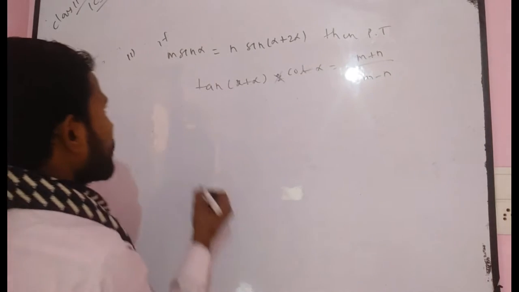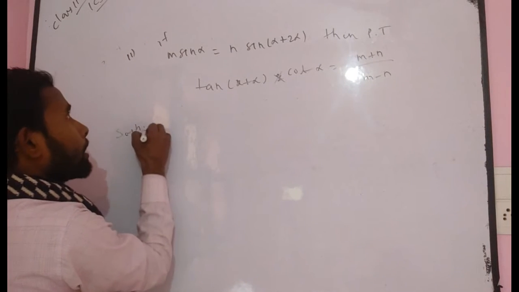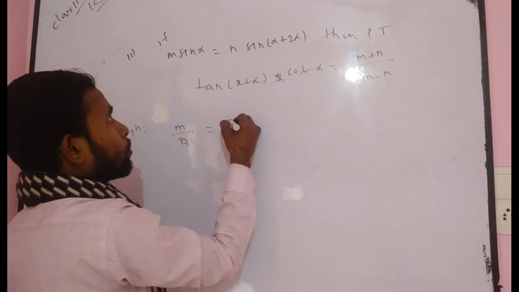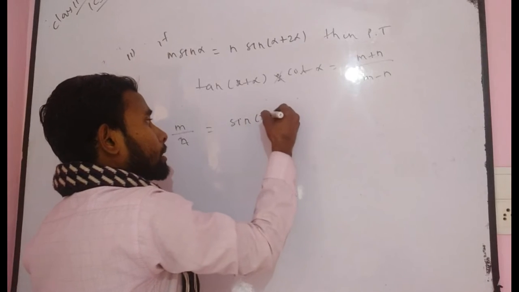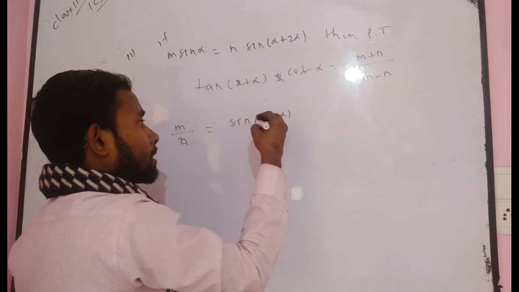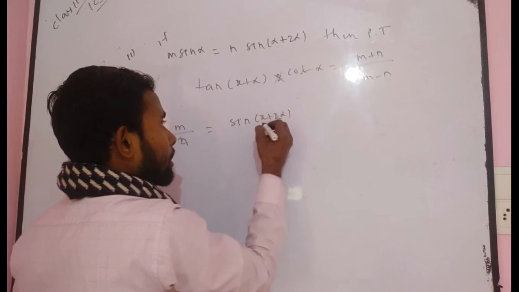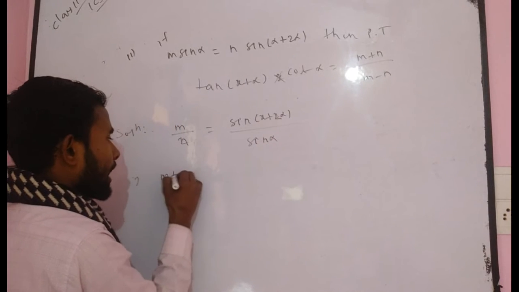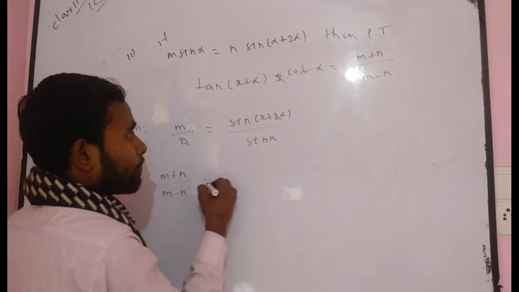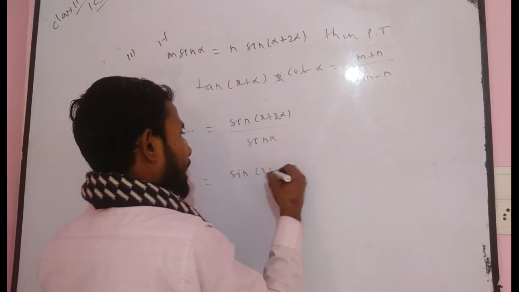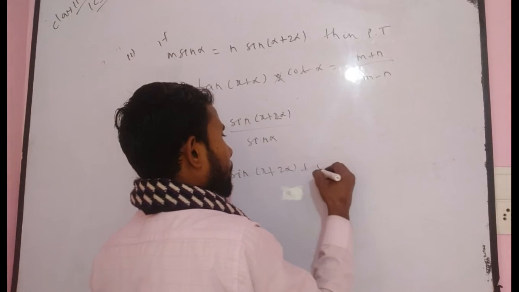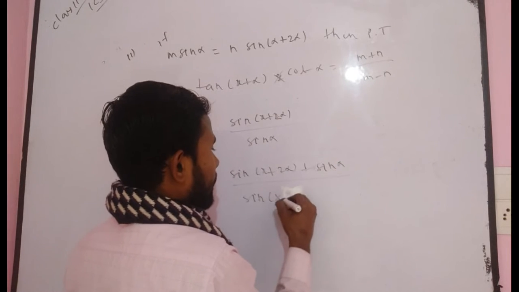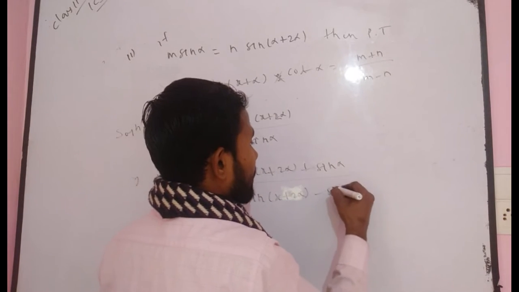How can you solve it? It is also very simple. Can you write from the given condition m by n is equal to sin(x plus 2 alpha) divided by sin alpha? Using componendo and dividendo, can you write (m plus n) by (m minus n) is equal to sin(x plus 2 alpha) plus sin alpha by sin(x plus 2 alpha) minus sin alpha?